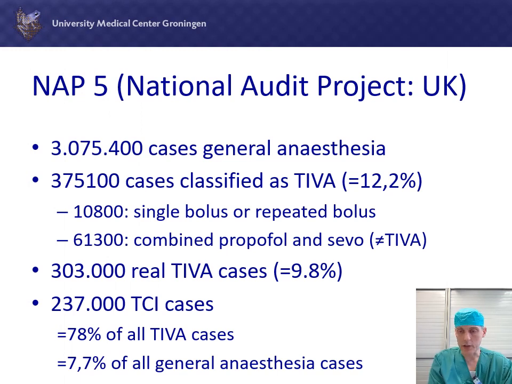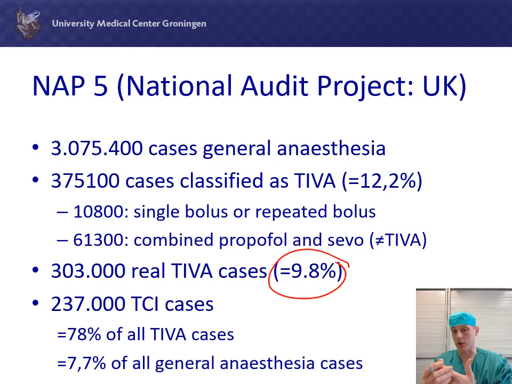So before I start, I want to point out that as shown in the National Audit Project NAP5 in the UK, which provides rather trustworthy numbers on clinical practice in anesthesia, it appears that only in 10% of cases total intravenous anesthesia is used, and in the majority of cases a volatile agent is used. So apparently there's still a lot of reluctance to use TIVA, and that's probably due to educational reasons, because you don't have that much exposure to TIVA cases during your training.